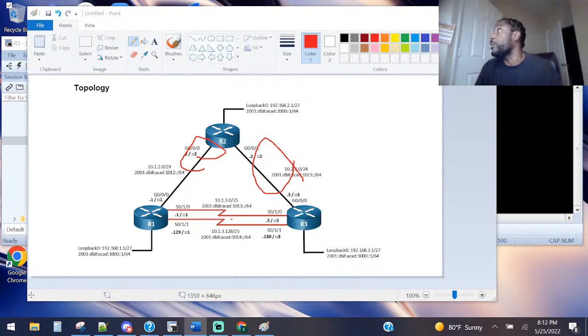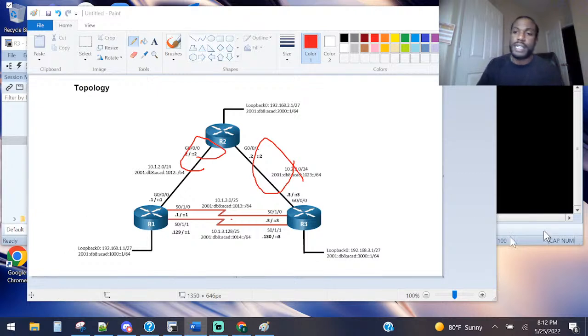Then they talk about the equipment we're going to use: 3 routers, 1 PC, the console cables, and so on. Cable it up like the diagram in the software. And I think I have to do the basic settings for these routers. I don't think I did that.